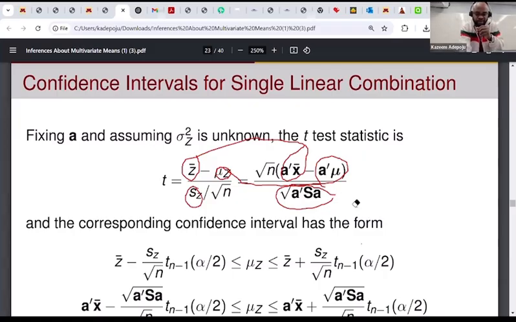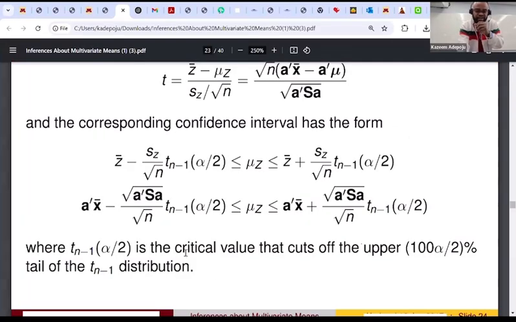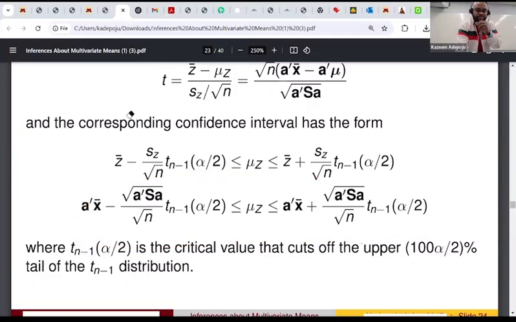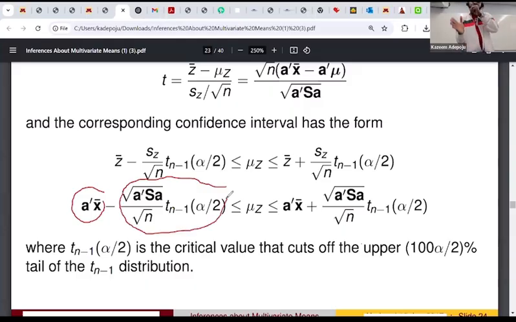Now, I'm going to show you what the final derivation is going to be. Please pay attention. The final derivation is what we have here. This is the sample mean of the linear combination, and everything here is the margin of error. We're subtracting the margin of error. And let me tell you this: the margin of error is a combination of the standard error and the t quantile.